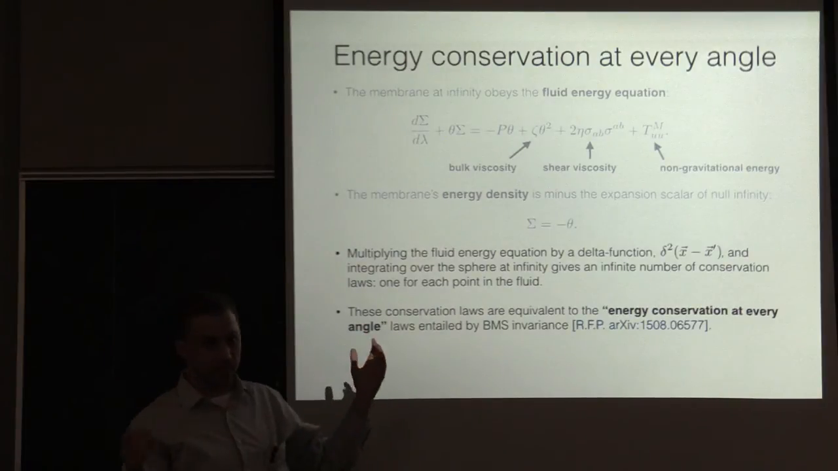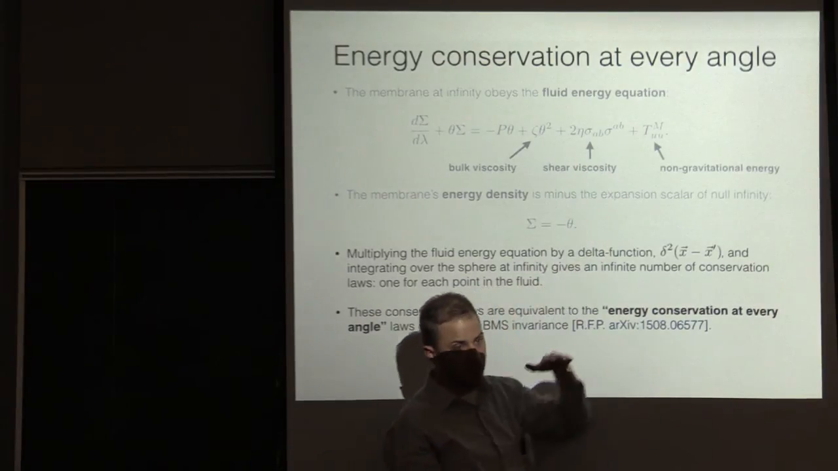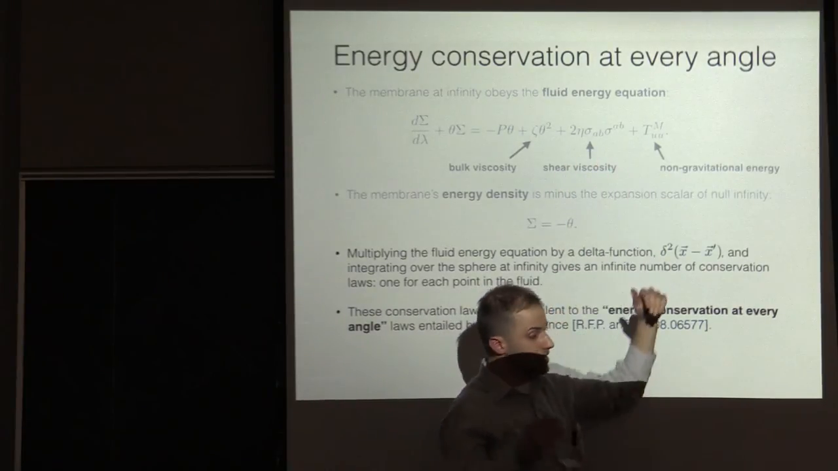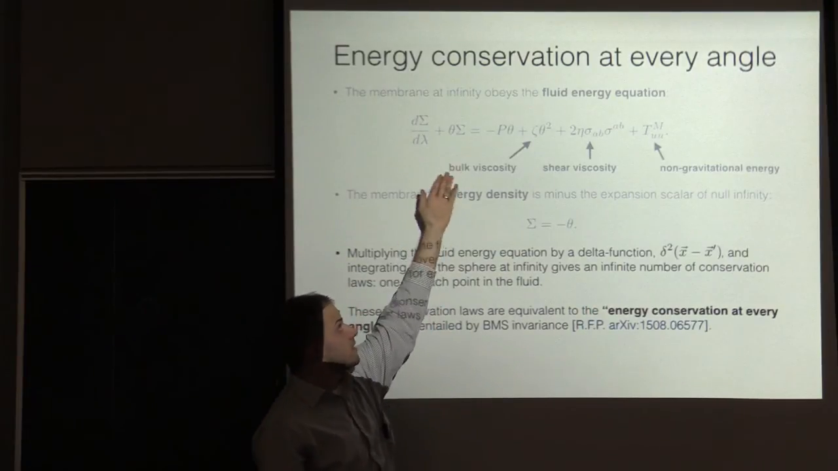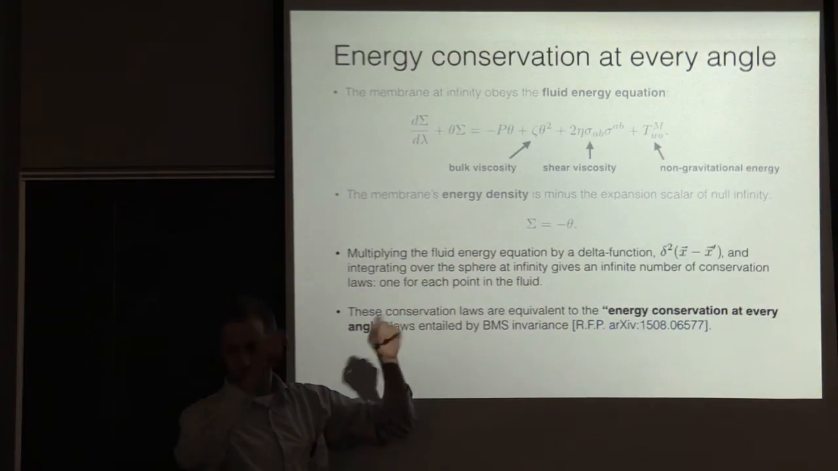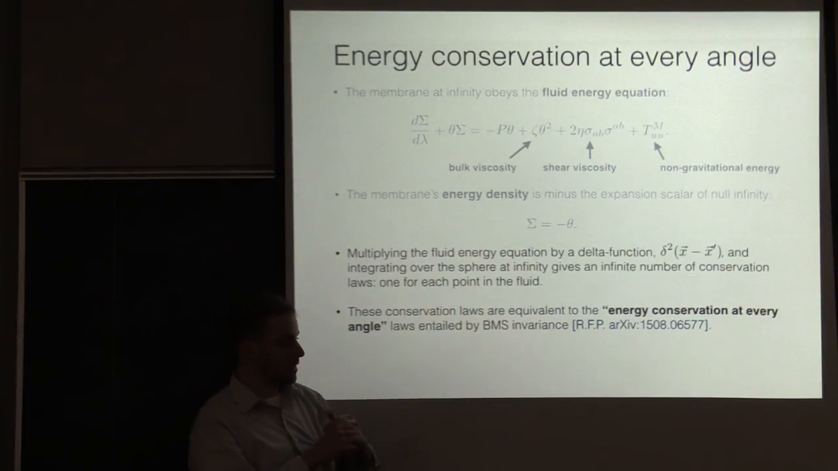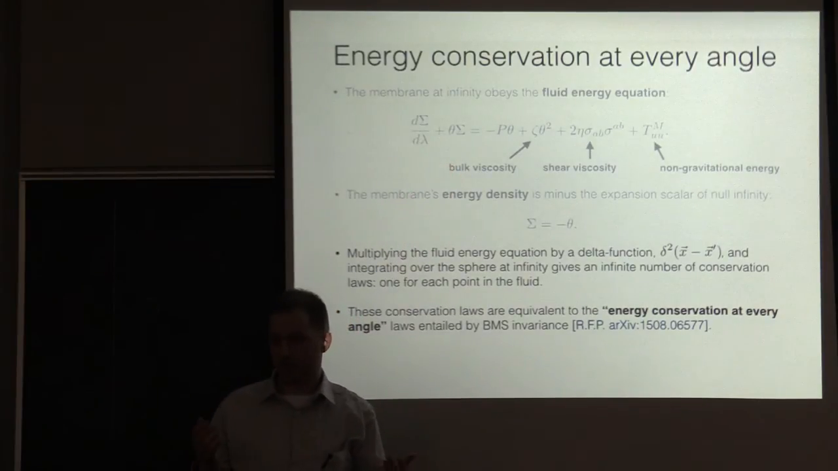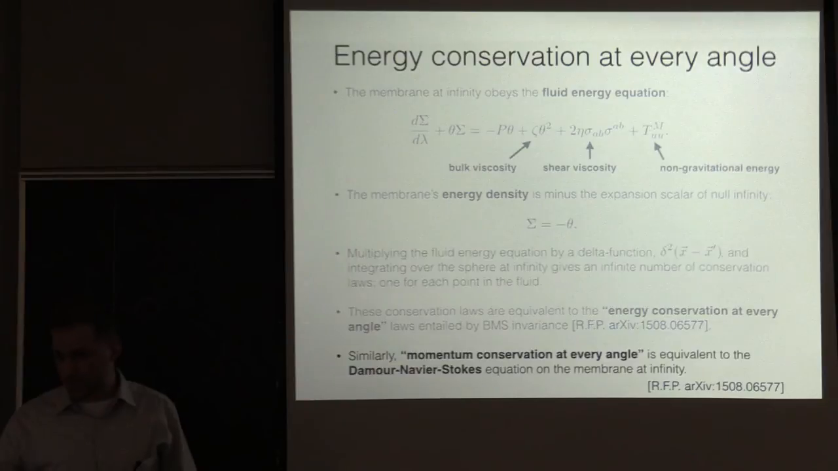And energy is conserved at every angle in the sense that if I throw in some non-gravitational energy, or even some gravitational waves which generate shear, the gravitational waves and the ordinary energy can enter at different angles, but the membrane's energy density will always adjust according to this equation in just the right way, so that energy is conserved at every point in the fluid. And you can check that indeed, if you rewrite this using the formalism of Strominger and company, this sigma exactly encodes what he calls soft gravitons. So his soft gravitons.